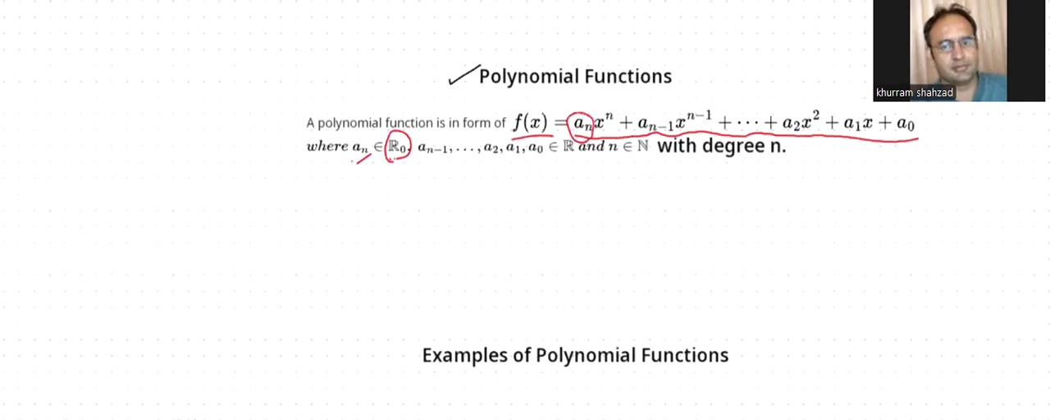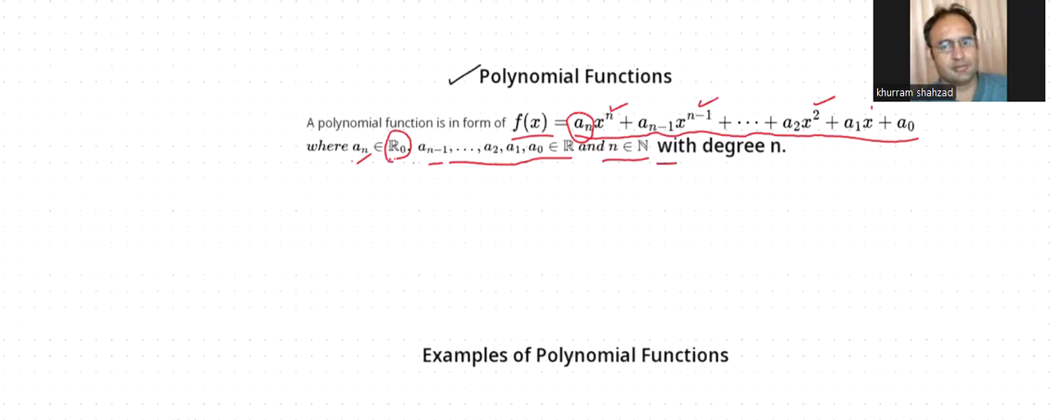Rest of all the others, a n minus 1, a2, a1, a naught, belong to the set of real numbers. They also may be zero. Some of them may be zero. And what is n here? This exponent n minus 1, and then x square, x1. So these belong to the natural numbers. So this is the polynomial function and its degree is n.